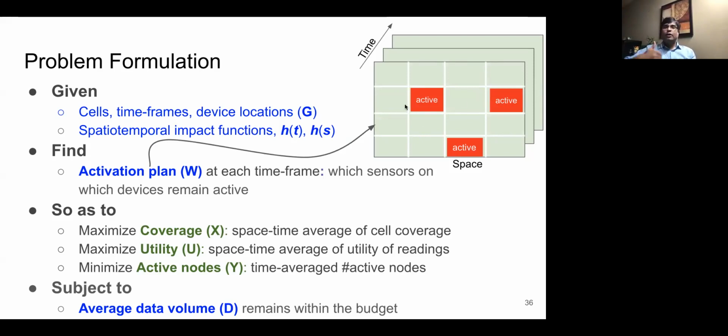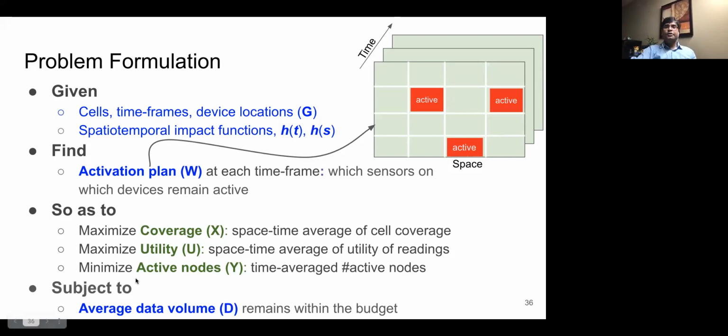So the overall objective is to maximize the space-time coverage of all cell coverage, and it will also maximize utility. That means whenever multiple sensors collect data from a certain location, utility increases. And we're also trying to minimize active nodes, so how many sensors I need to activate at a certain moment. Of course, if I activate more sensors, they are collecting more data. That means they are depleting their energy, because these sensors are battery powered.